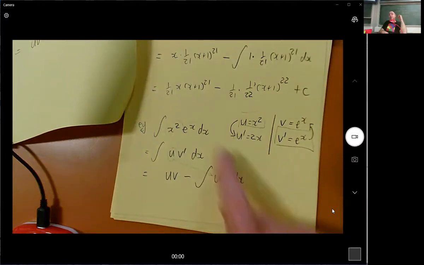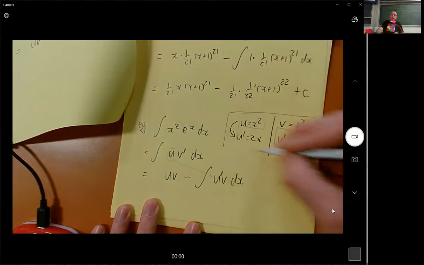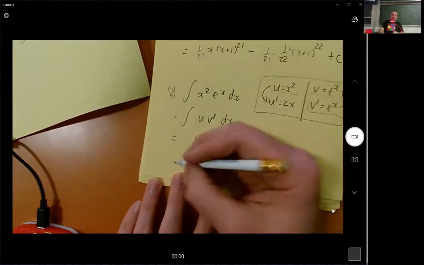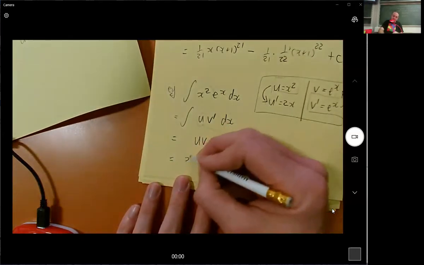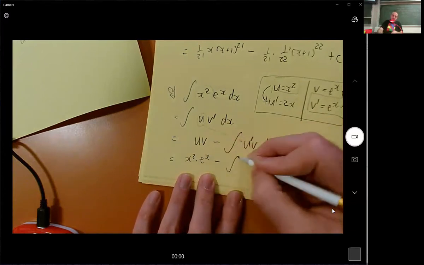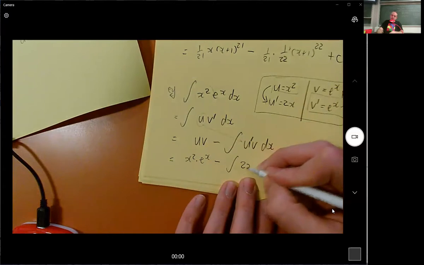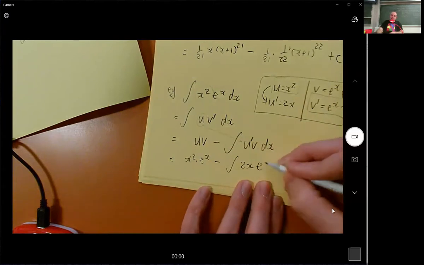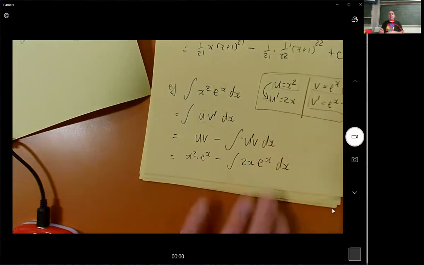So a lot of people do like to write it in this little grid here as well. Okay, so that's the information I have chosen. And so therefore the u is x squared. The v is e to the x. The u dashed is 2x. And the v is still e to the x. And here I am here.